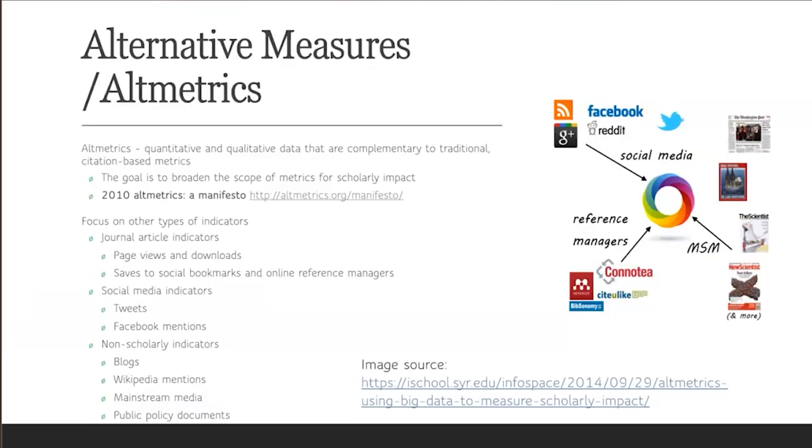But this is still problematic, right? How many times have you downloaded an article and put it in your to-read folder, and then you never actually read it? Tweets, just because somebody tweets something doesn't mean they are actually going to read it. It doesn't mean they're actually going to cite it, if you're still considering traditional citations as part of your work.